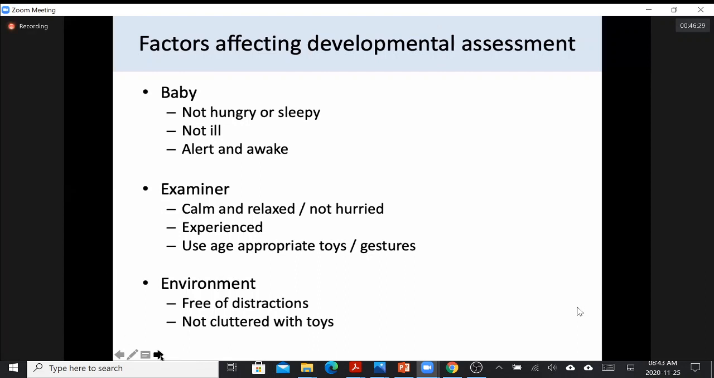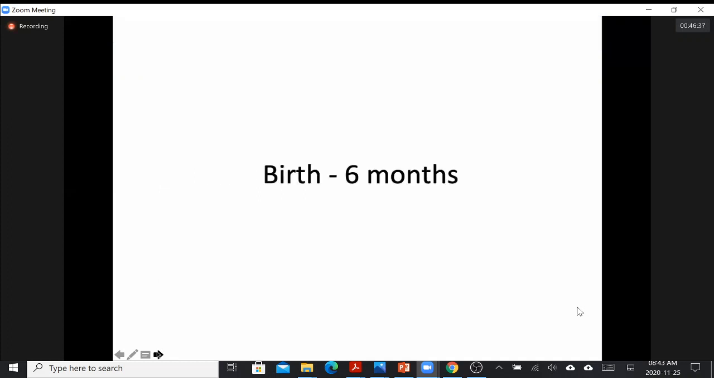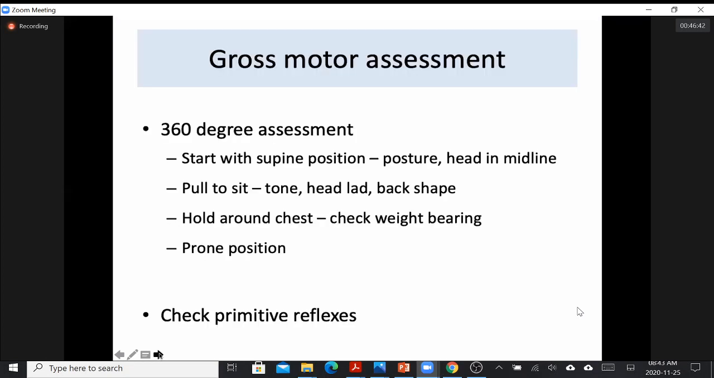Okay. So now after this, these are basically the principles that are used in development assessment. After this, we are going to see how we assess development in different age groups. If we take birth to 6 months, we do what is called a 360-degree assessment, meaning just checking in one position is not good enough.